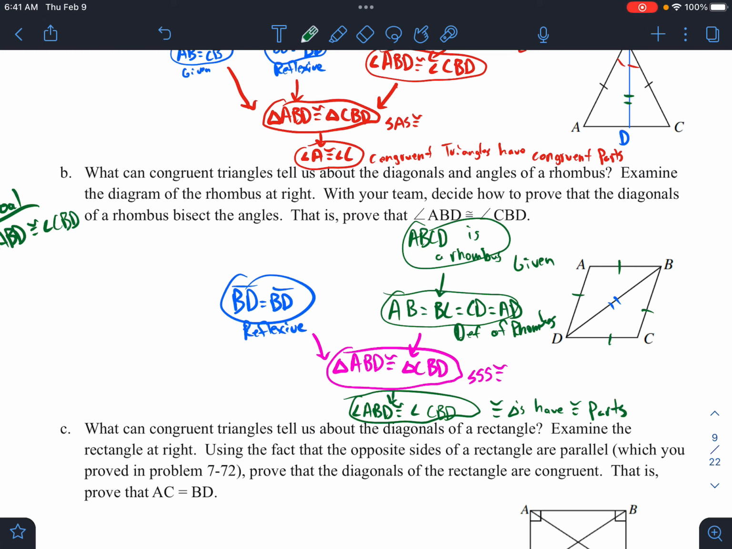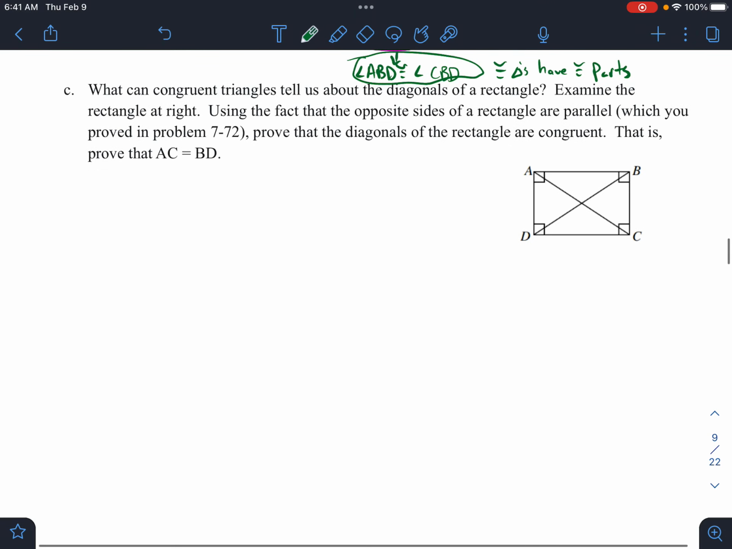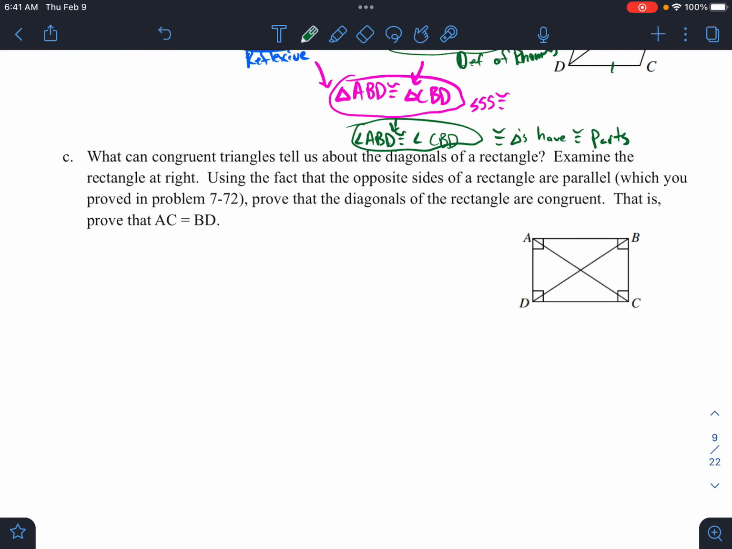So that one I actually think maybe is a little easier. Okay? Again, make sure you get it all written down. And then the last one that we're going to look at today, and here we finally have a little bit of room to do so. It says, what can congruent triangles tell us about the diagonals of a rectangle? Examine the rectangle on the right using the fact that opposite sides of rectangles are parallel, which we did in last lesson, I think. Prove that the diagonals of the rectangle are congruent. That is, prove that AC is equal to BD. So our goal for this one is that AC is congruent to BD. So again, pause, take a little bit of time, and see if you can do this one.